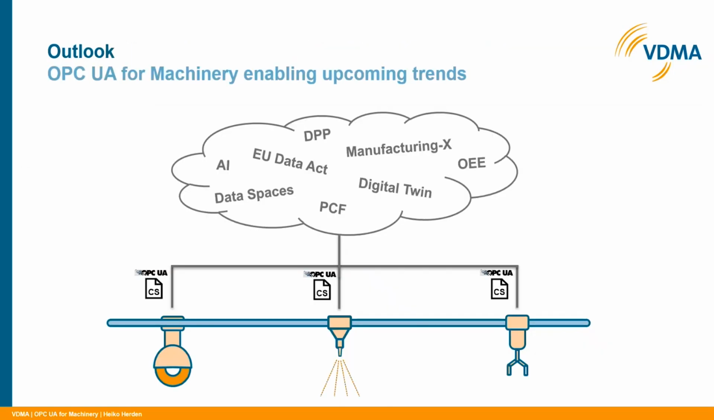And so as a last outlook for today, we could say that OPC UA for machinery is really enabling a lot of upcoming trends. I already mentioned AI, but also data spaces, EU Data Act, digital product passport, product carbon footprint, digital twin, manufacturing X, overall efficiency calculations. It all needs information from the OT level, from the machine. And with OPC UA for machinery, we have an easy and good way to receive this data in a uniform way and use it in a standardized way.